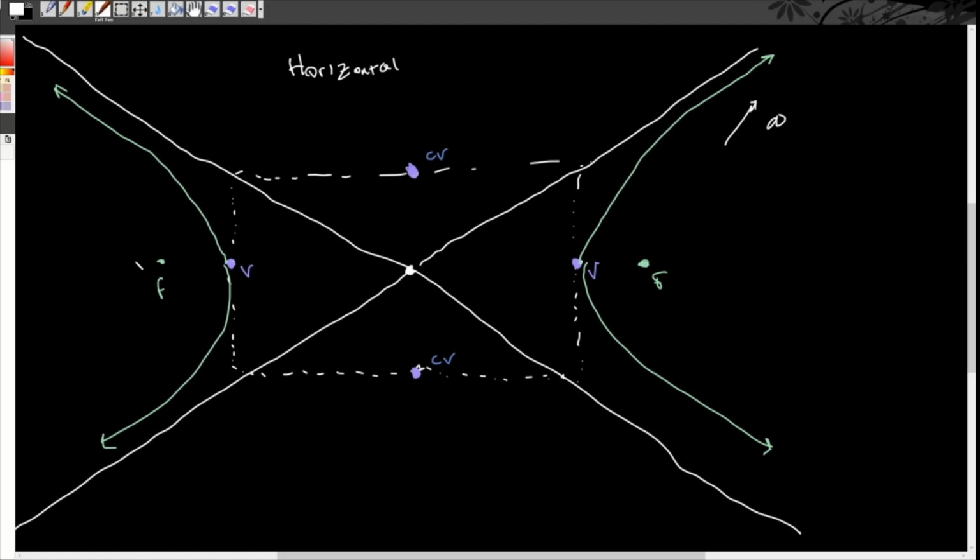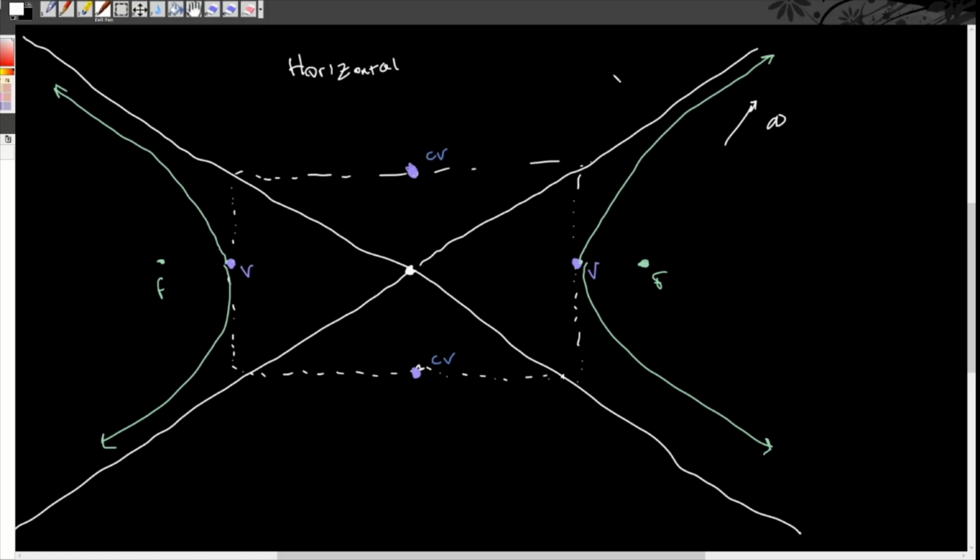Do you have a question, Braden? Because it says you're typing. What is the white line again? This is an asymptote. Yeah, that's a good question, Braden.